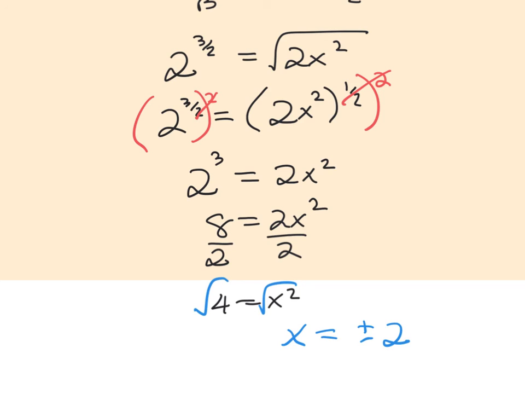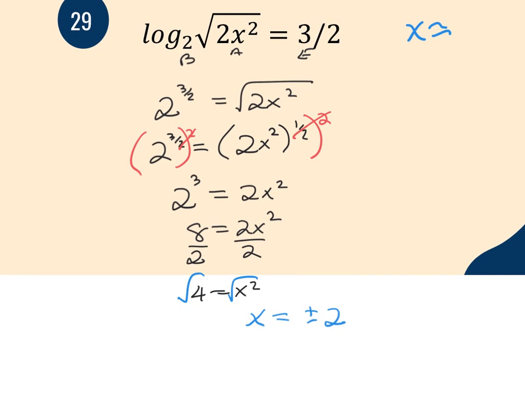And let's go ahead and double check it. So what we're plugging it into is 2x squared. When I plug in a negative into an x squared, it becomes positive. So both answers actually work here. And that's it. That is the end of chapter 5.